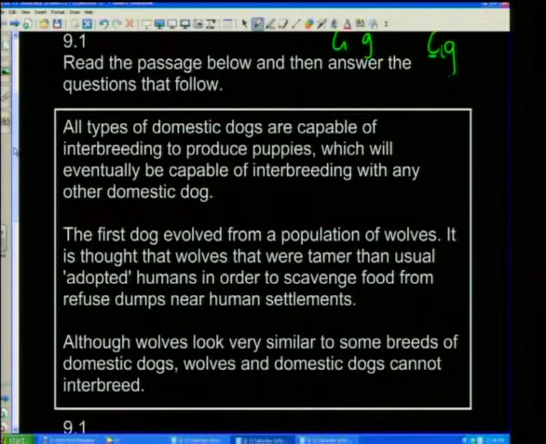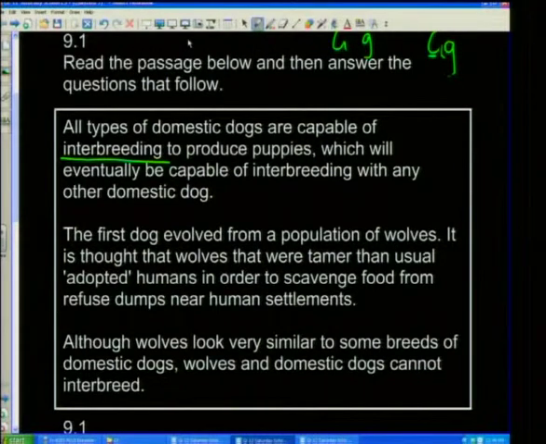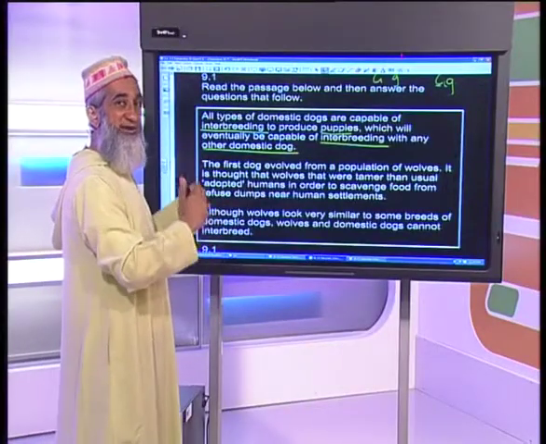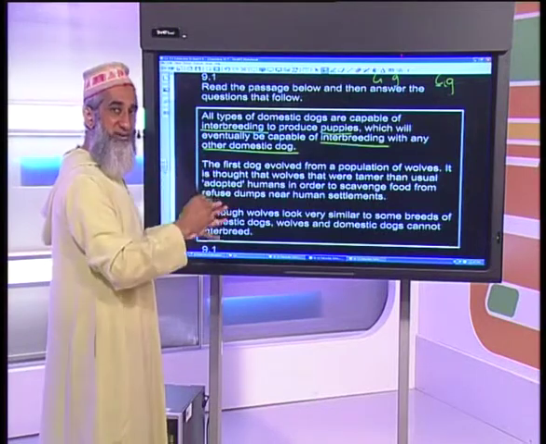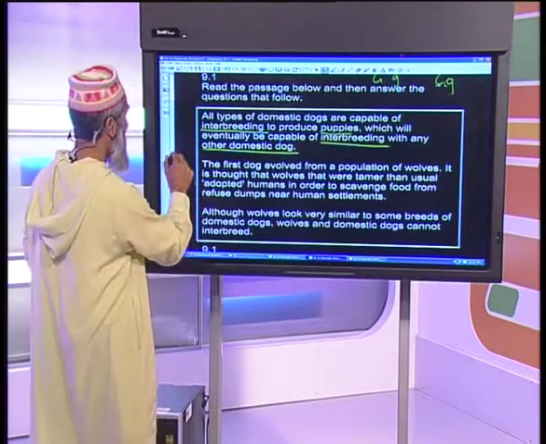All types of domestic dogs are capable of interbreeding to produce puppies, which will eventually be capable of interbreeding with any other domestic dog. Notice what I'm doing very carefully. I am underlining keywords. I spoke about this last time, that when you underline these keywords, you get to a stage eventually where you'll be able to do that in your mind. But now, while you're practicing, do it physically if you have to. Even if you have highlighters, use the highlighters also.